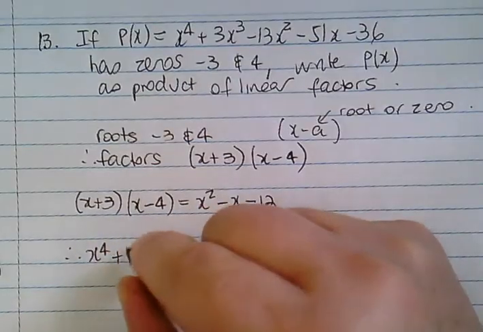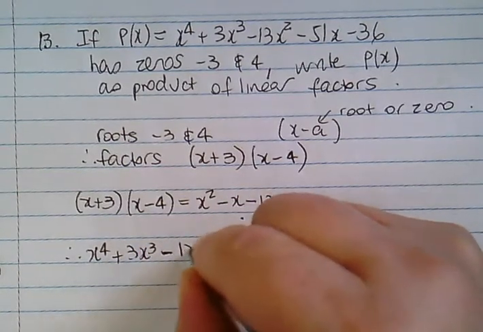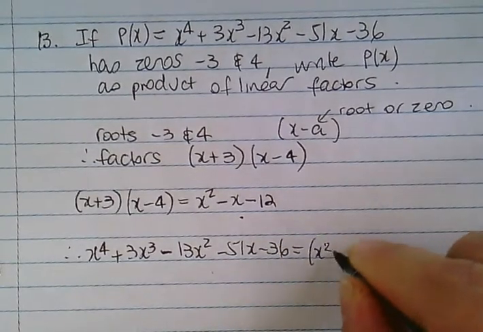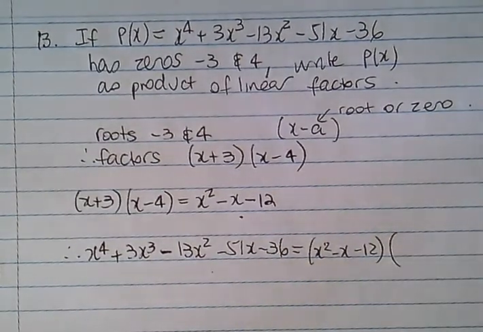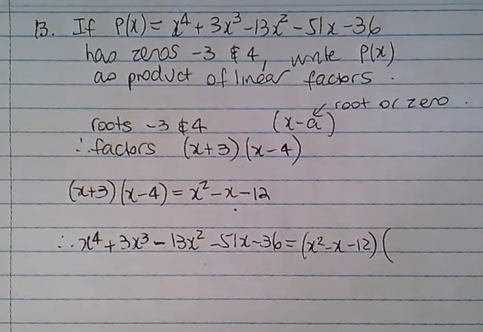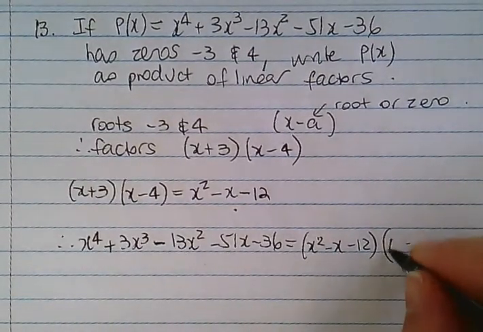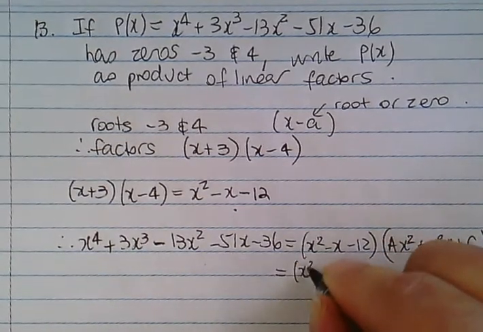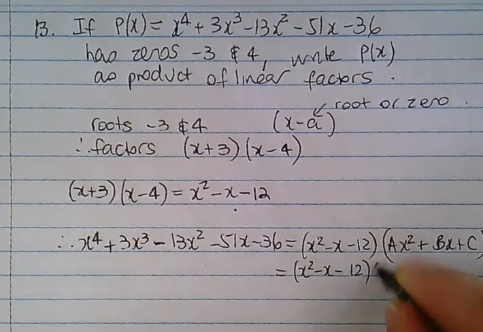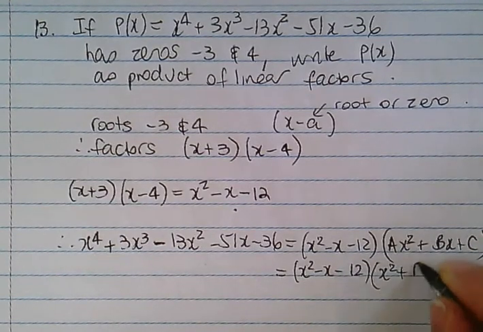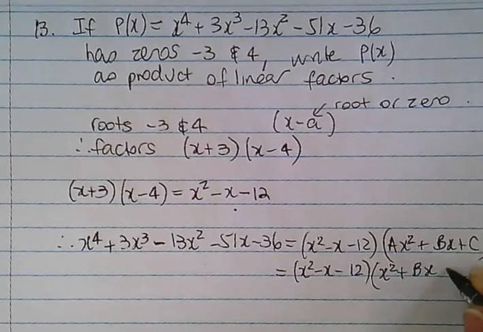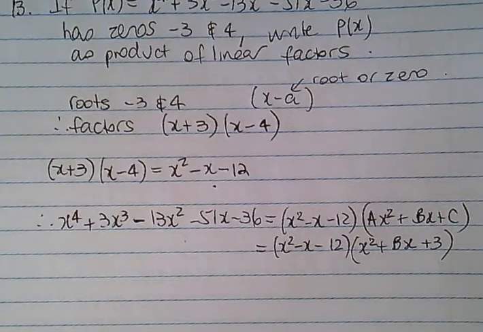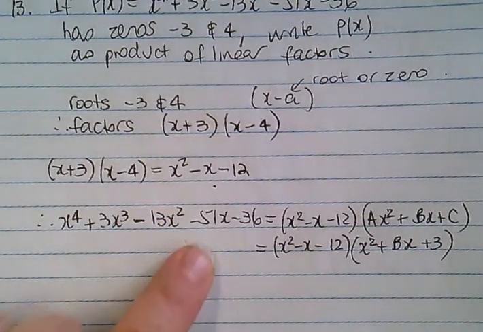Therefore, x to the power of 4 plus 3x cubed minus 13x squared minus 51x minus 36 is your quadratic that we have. And the other one has to be to the power of 2, doesn't it? Because power of 2 times power of 2 is power of 4. So ax squared plus bx plus c. What is a? A is 1. What's c? Positive 3. Beautiful.